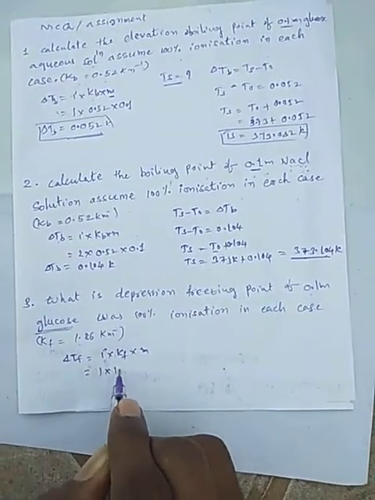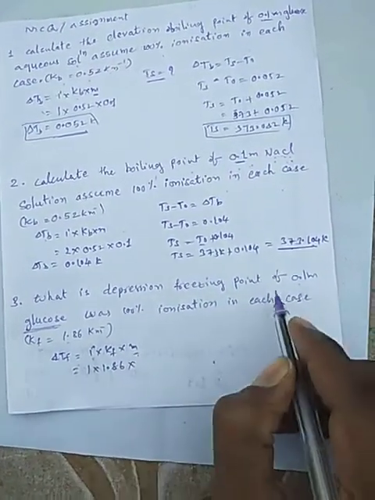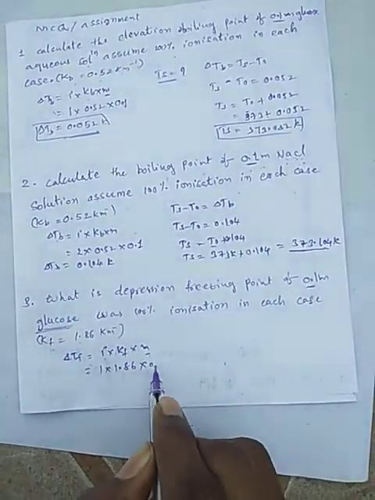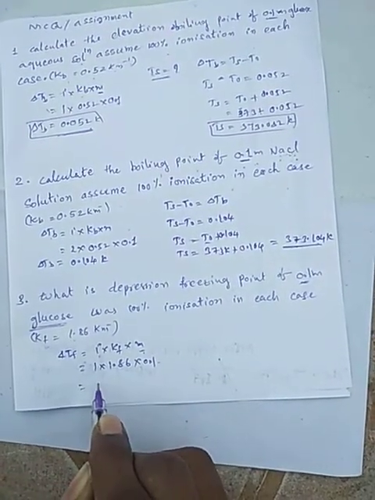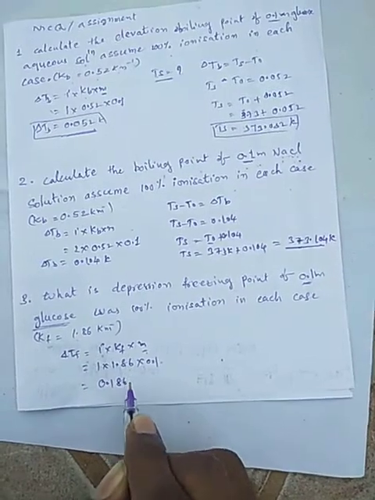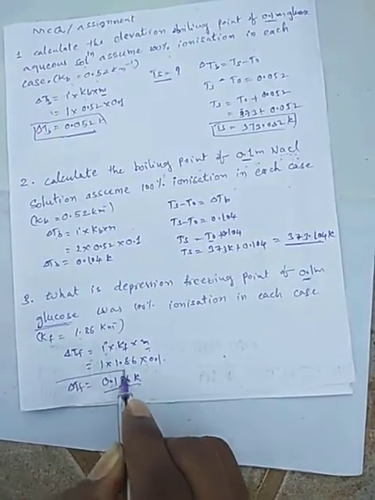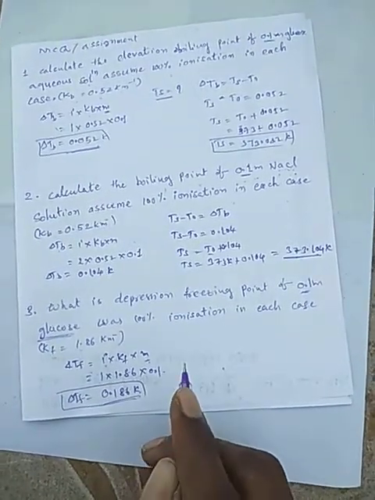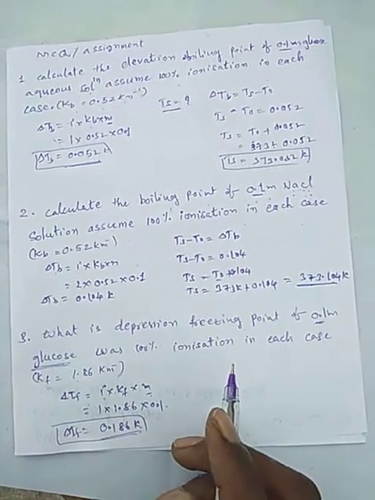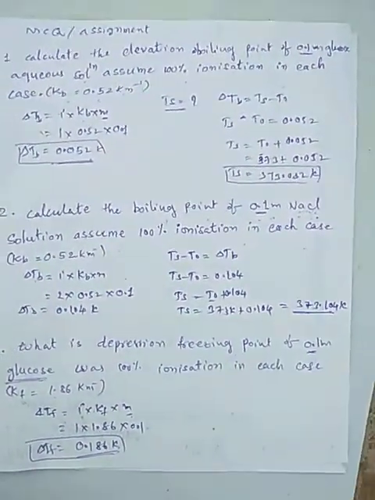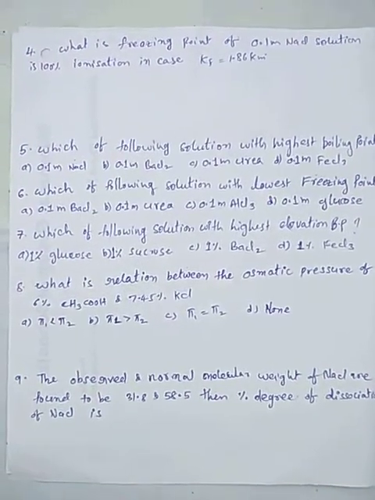Now Kf is given 1.86 into m, given in the question as 0.1. Now it will become 0.186. This is the result, delta Tf. Now I am going to explain question number 4.